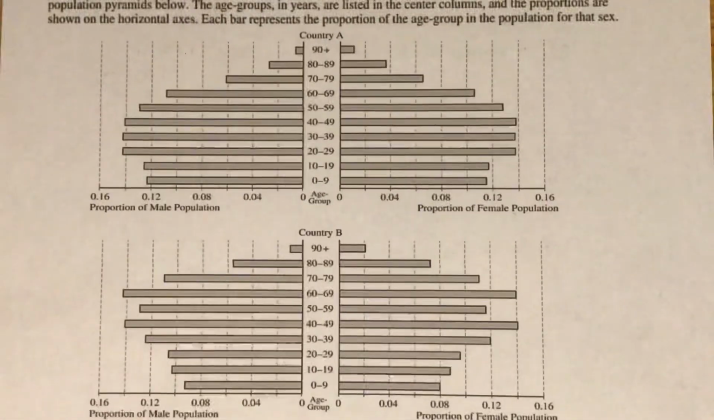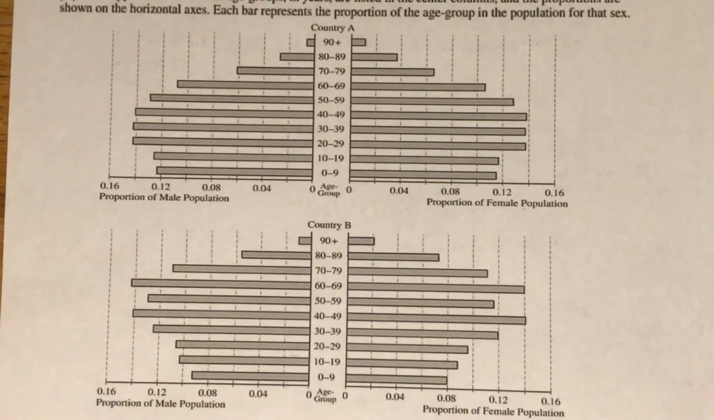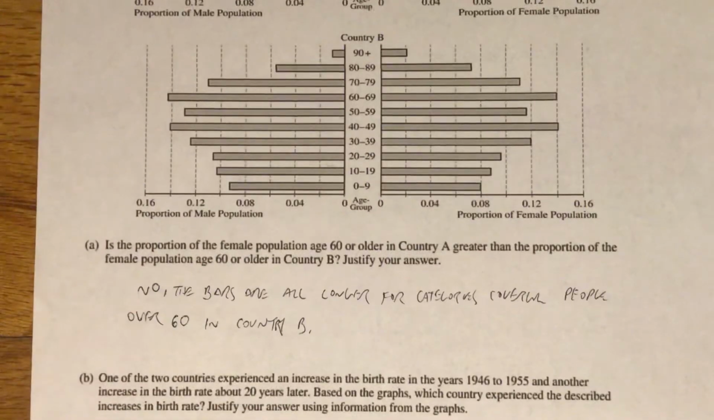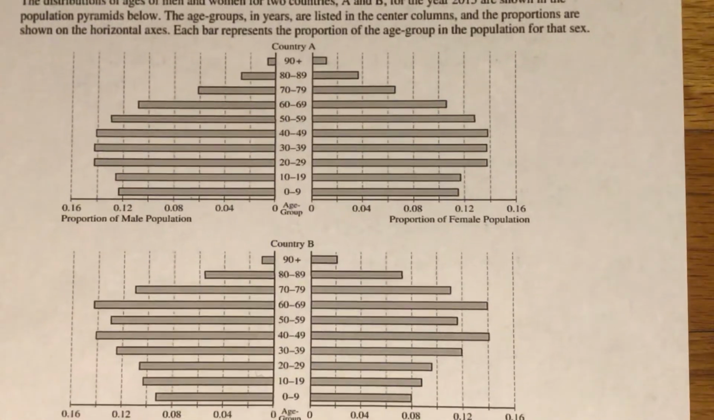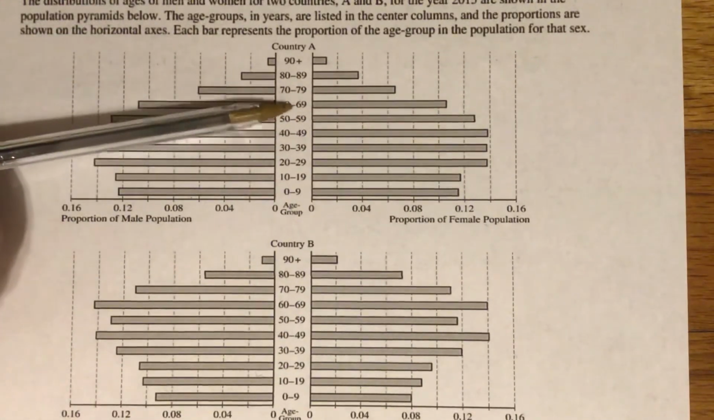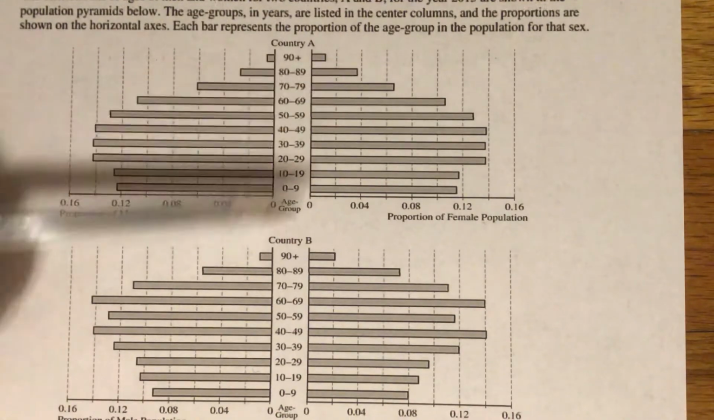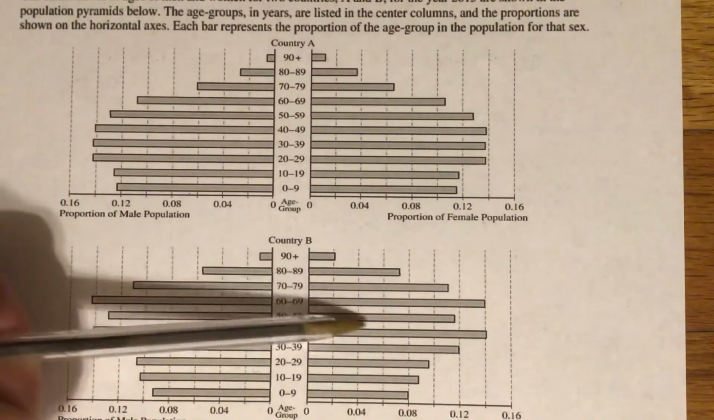All right, so now we've had a chance to look and understand what these are talking about. Let's look at the questions. Part A says, is the proportion of the female population age 60 or older in country A greater than the proportion of the same set of people in country B? And justify your answer. They want to know if country A has the greater proportion of 60 plus. Make sure you look at all of the bars. 60 plus is from here up, and the women are on the right. And then 60 plus from here up, the women are on the right.